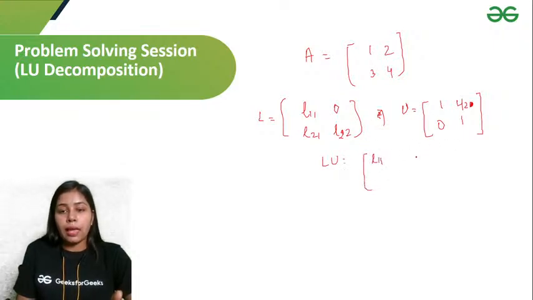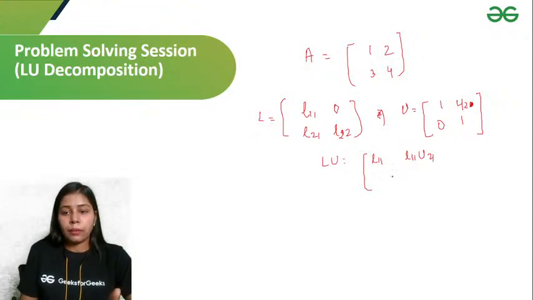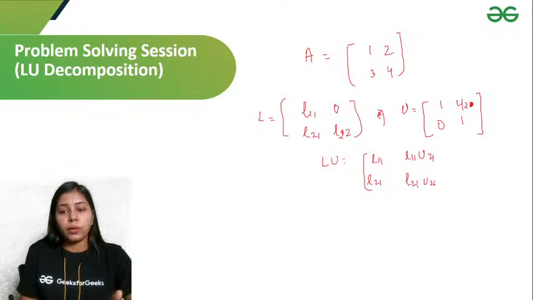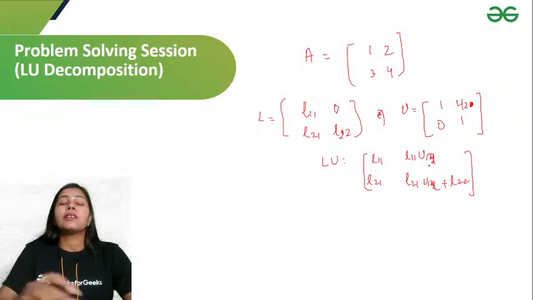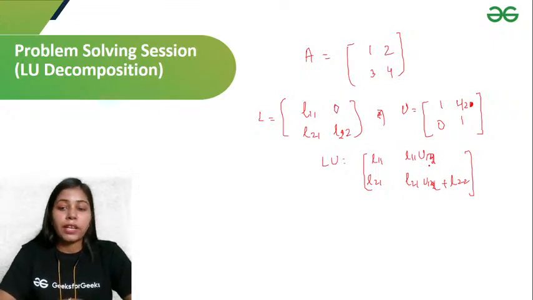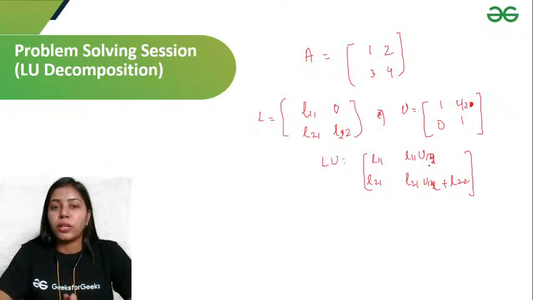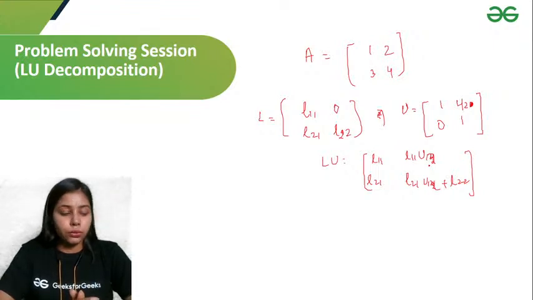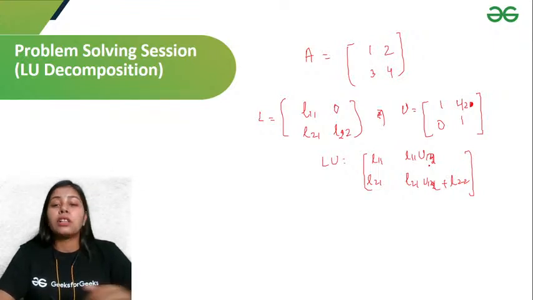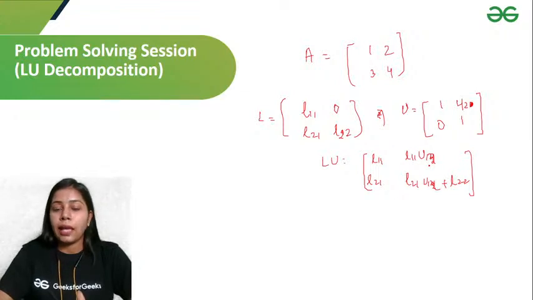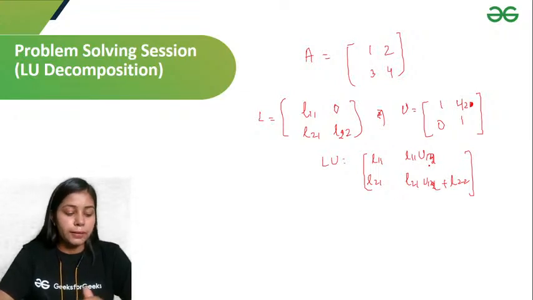What we get is L11, L11 U12, L21, and the last term will be L21 U12 plus L22 U22. Now, on comparing it with A, I can simply find all the terms L11, U12, L21, U22, and then I can write the LU decomposition of the matrix.